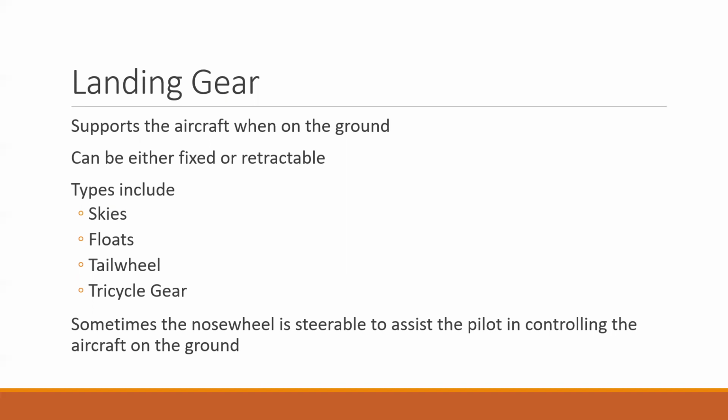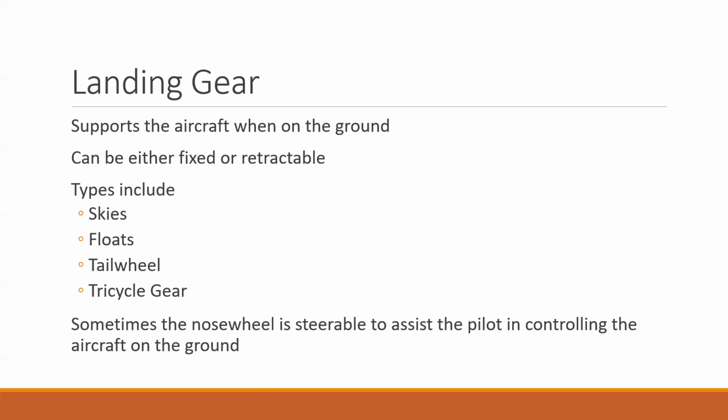Sometimes the nose wheel of the aircraft is also steerable. Not always. In the case of like the Cirrus, the SR-22, that nose wheel is not steerable. In fact, it only moves when the aircraft moves. It's kind of just freewheeling out there. In a Cessna, the nose wheel is steerable. You use the rudder pedals to control that.